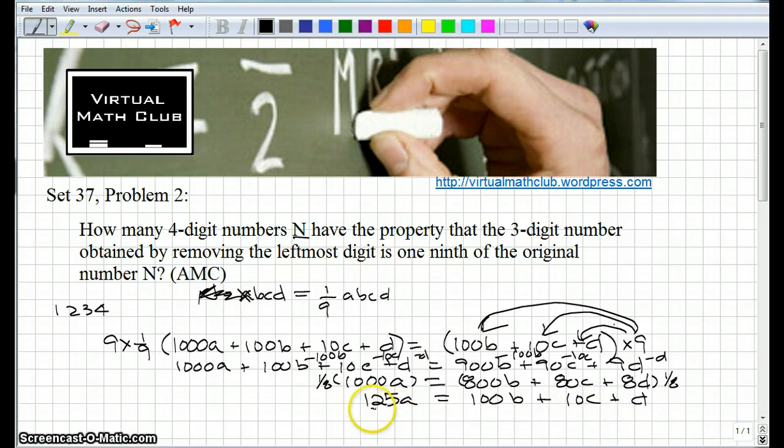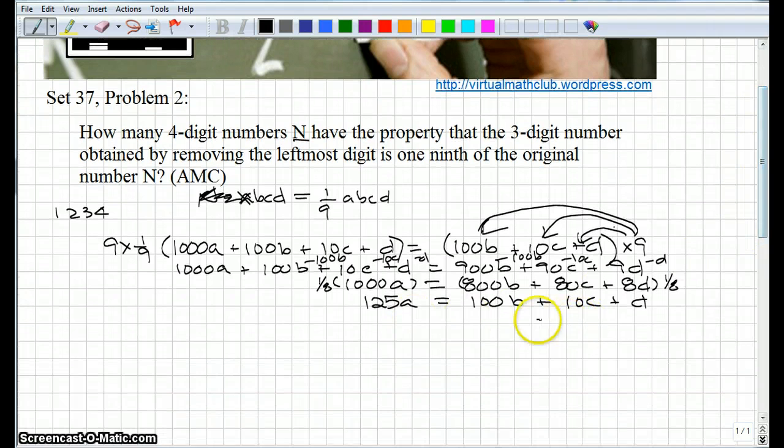So essentially, the A digit has to be 125, or say, if we take 125 times A, we should end up with the last 3 digits. So let's look at what the possibilities could be, because we know this has to be a 3-digit number, and if we multiply this by 10, that's too big, right? Because that wouldn't give you a 3-digit number. So we are limited. If you multiply this by 0, of course, you won't get a 3-digit number.